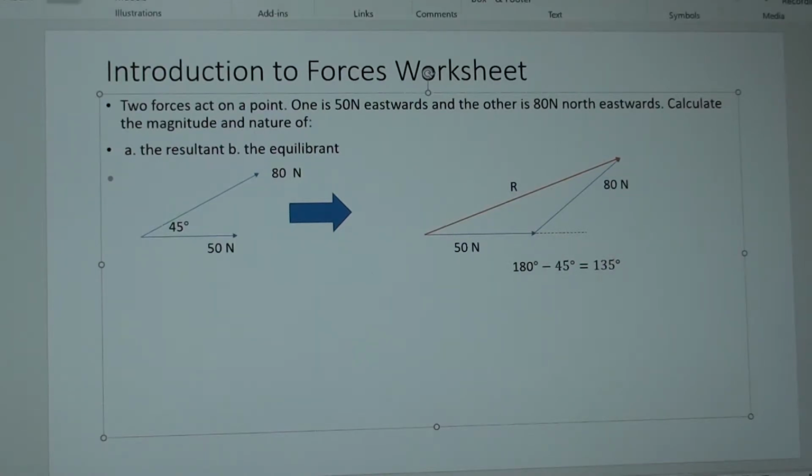Therefore I will write that the angle between these two forces is 135. So I can just copy this one, Control C.